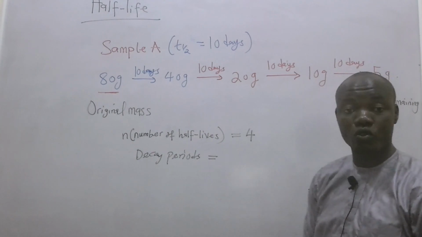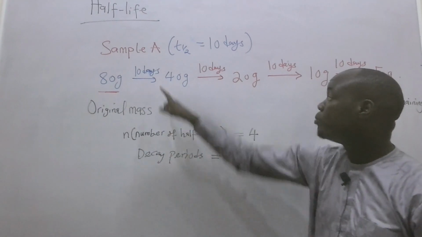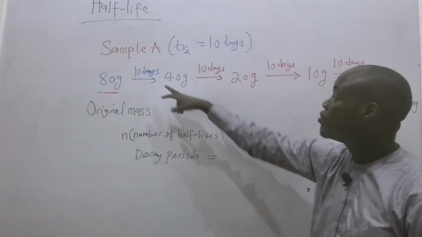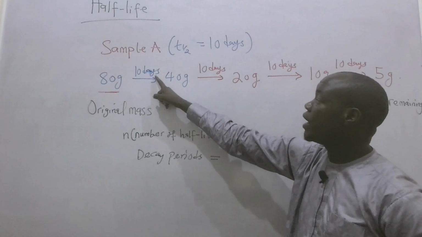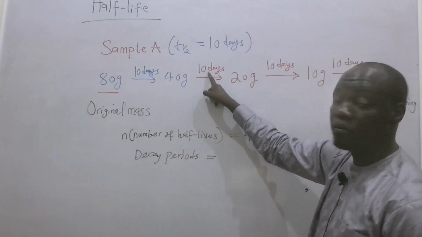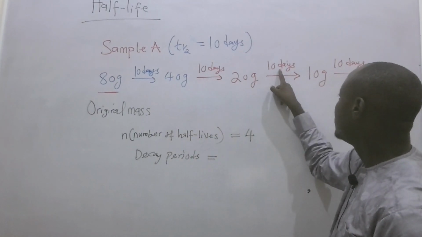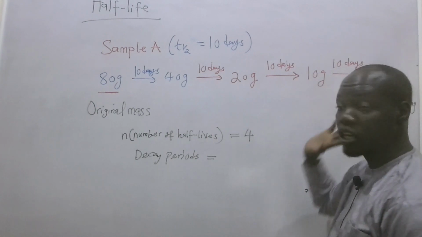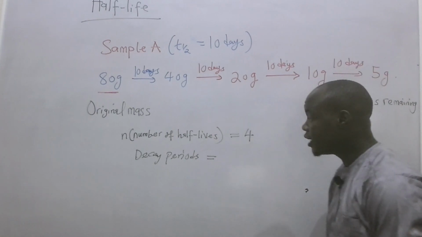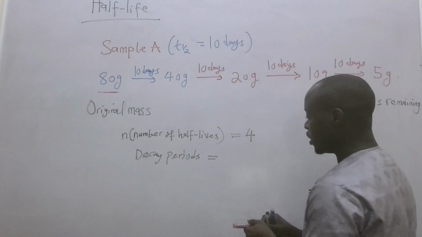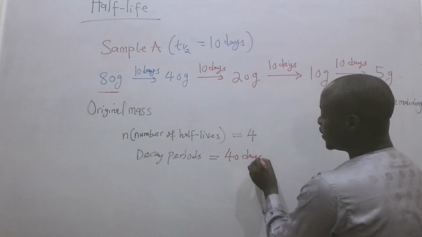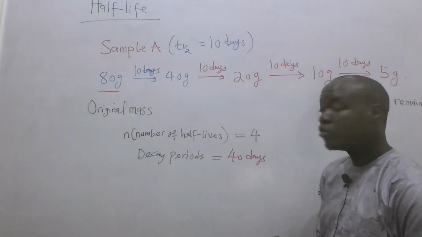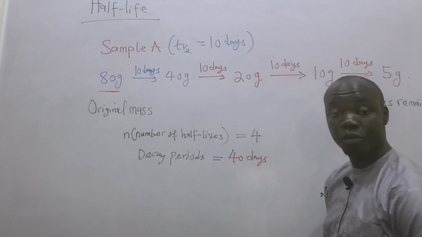So how are we going to know our decay period? It is by adding the total number of the half-lives undergone by the sample A. So here we have 10 plus 10 making 20, plus 10 making 30, plus 10 making 40. So it means that the decay period is now equal to 40 days.